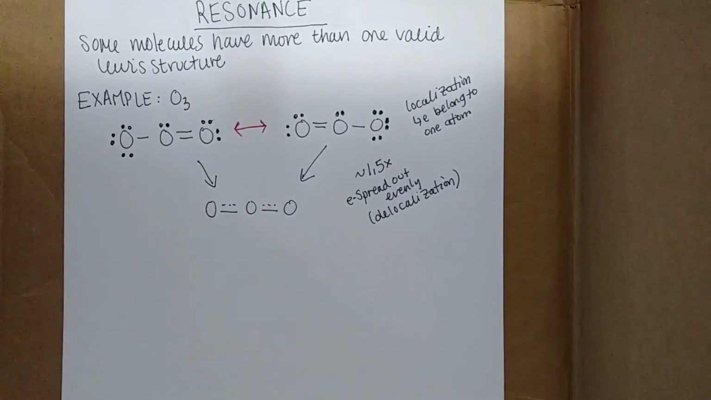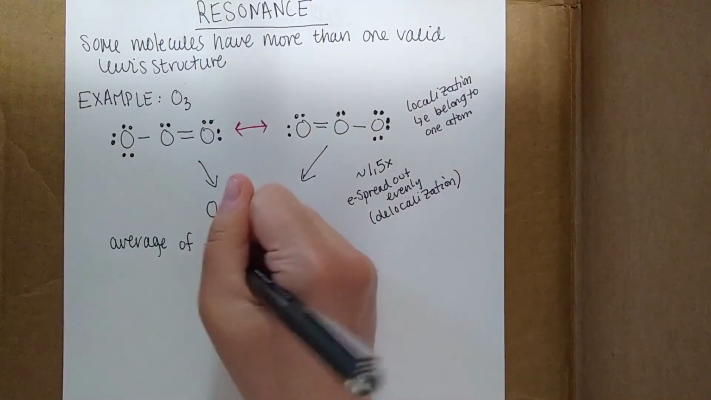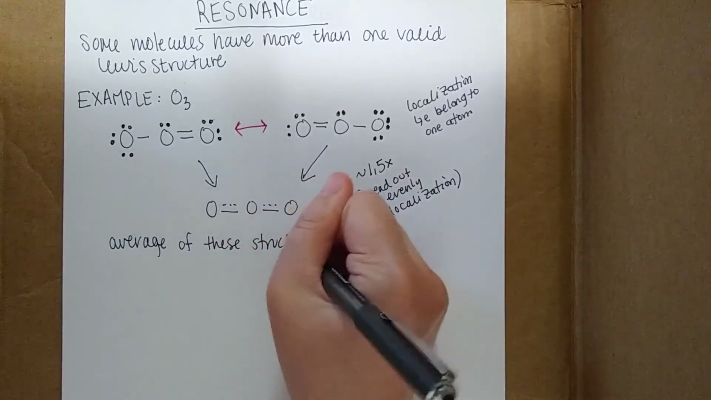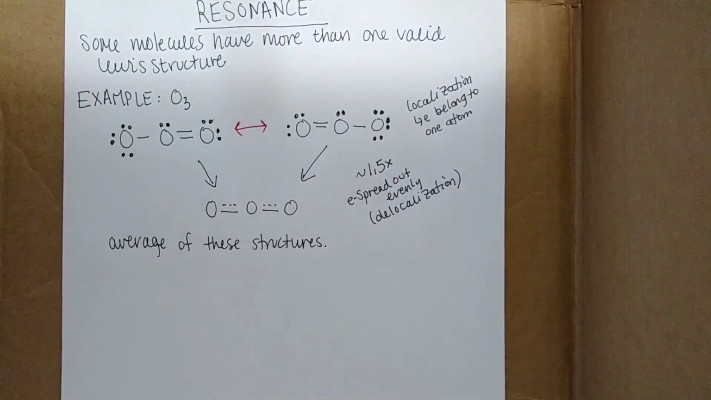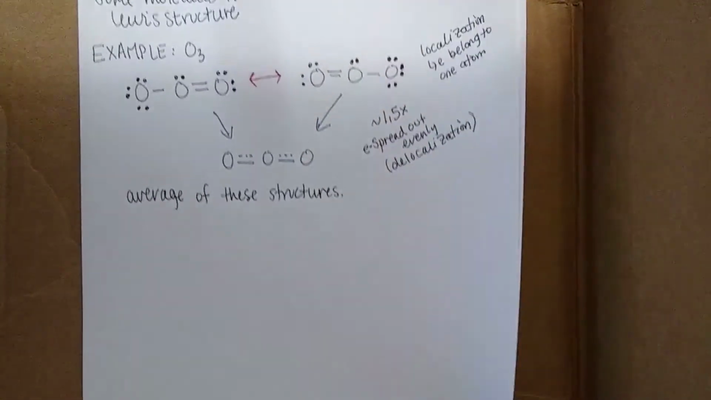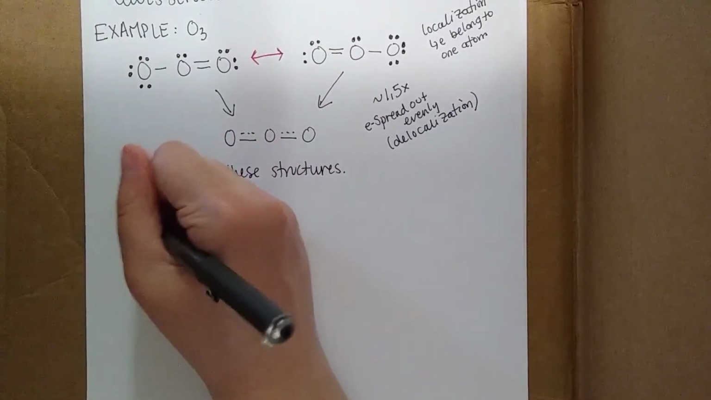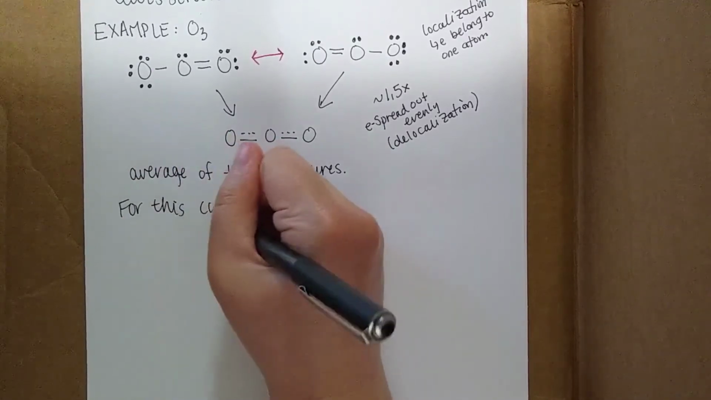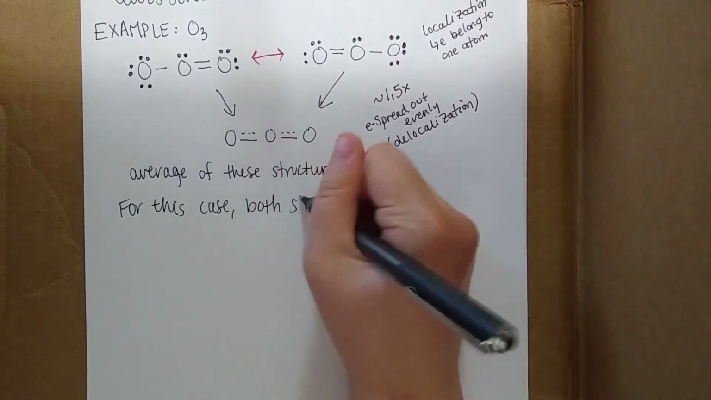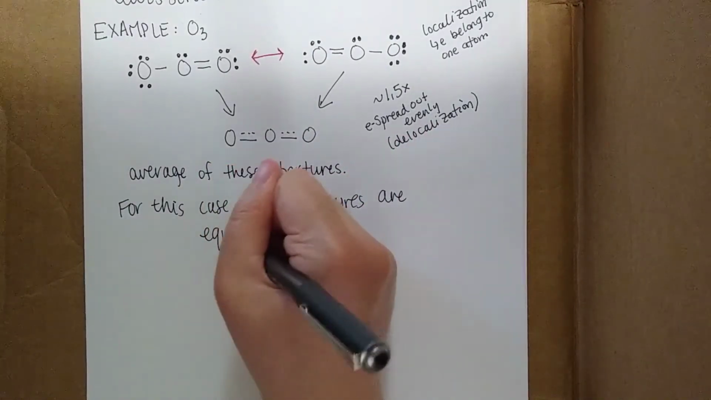It's kind of like saying, hey, it's either this structure or that structure. But in reality, it's an average of these structures. So lucky us, we get to draw all of them. For this example, there were these two valid structures and they're both equally likely.